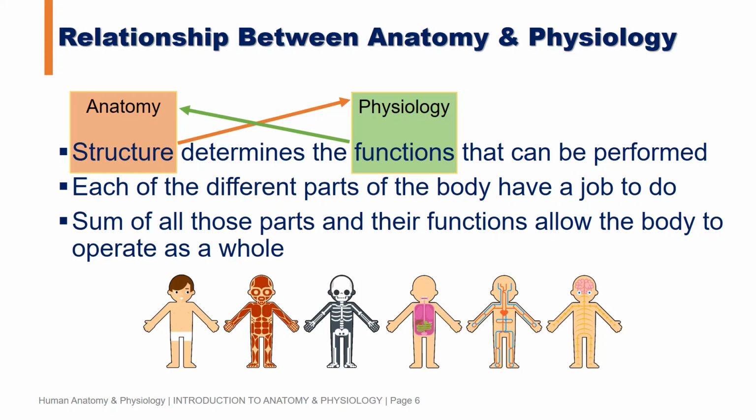Now let's move to the relationship between anatomy and physiology. So remember that when we talk about structure, we are talking about anatomy. And when we discuss functions, we are looking into physiology. And so one affects the other. Structure determines the functions that can be performed. Each of the different parts of our body has a job to do. The sum of all parts and their functions allows our body to operate as a whole.